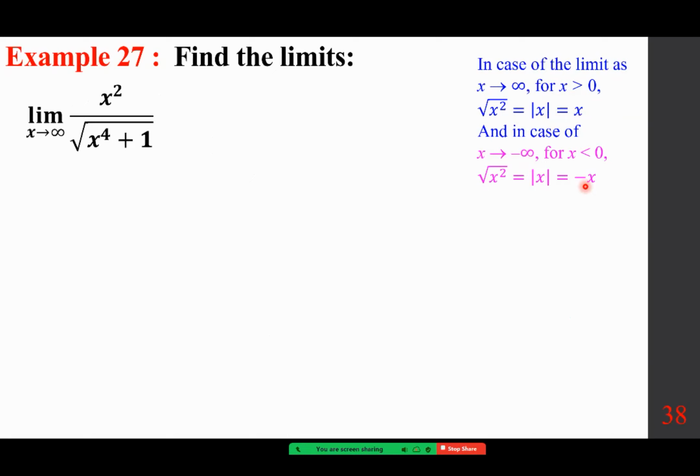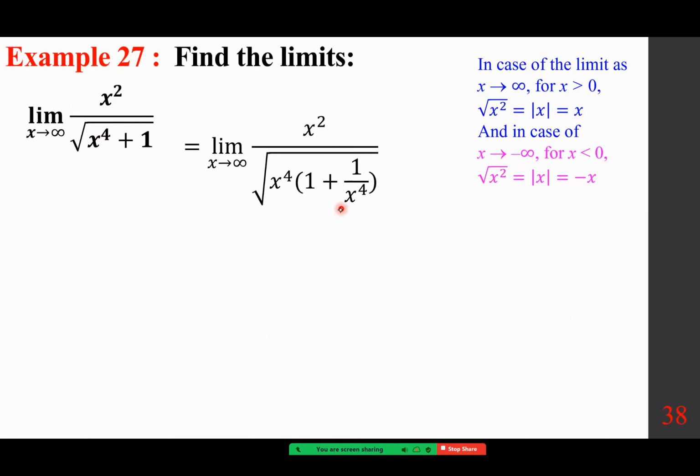So what we are going to do, since the top has x squared, and we notice that we have x to the power of 4 in the denominator, we're going to take out x to the power of 4 in the denominator as a factor. And the format is this. I hope everybody is following this type of factoring, which is not normal. Normally, we don't do that. But this is to help us evaluate the limit. I can't emphasize this enough. Normally, we do not use this methodology.